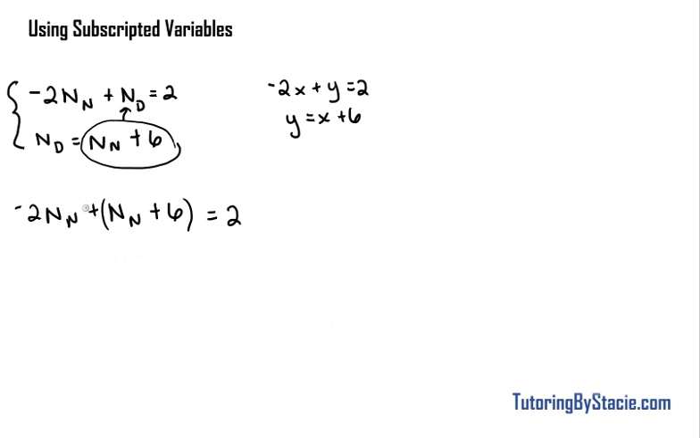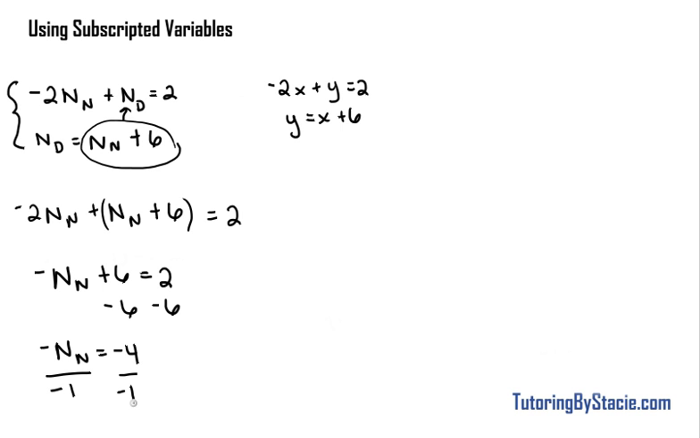Now since there is nothing to distribute, let's go ahead and combine like terms. So negative 2 n sub n plus n sub n is negative n sub n, plus 6 equals 2. Subtract 6 from both sides, and we get negative n sub n equals negative 4. Divide both sides by negative 1, and we get n sub n equals positive 4.